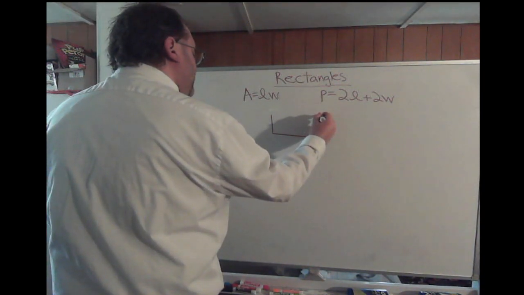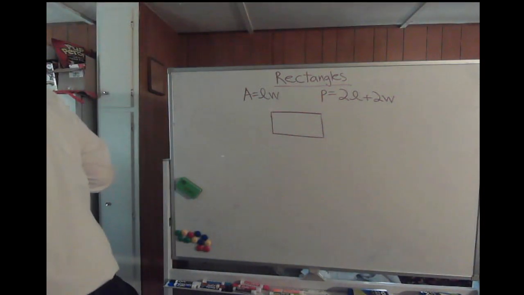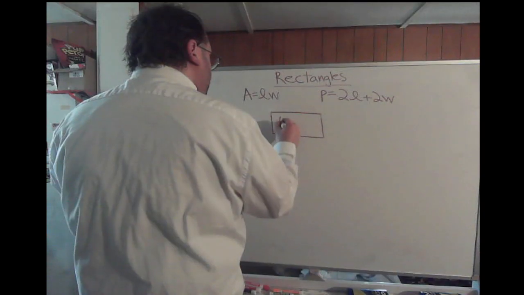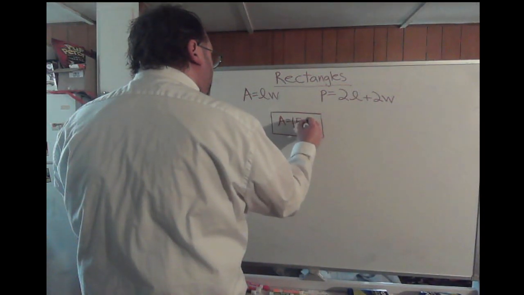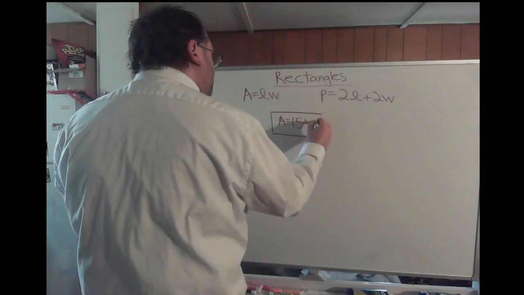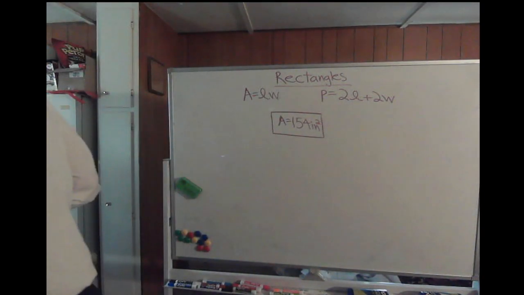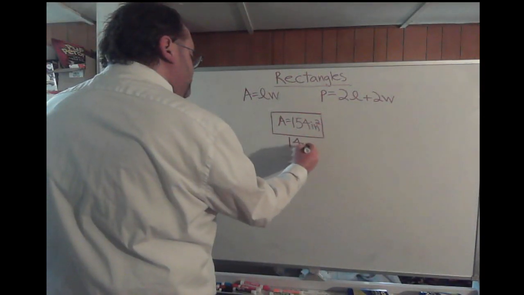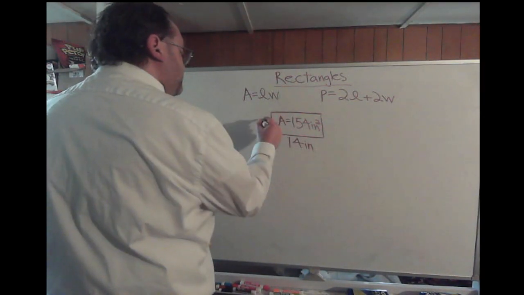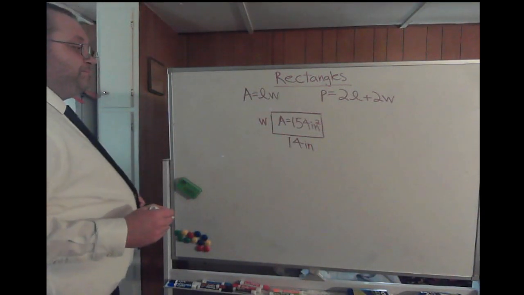Alright, we have a rectangle here. The area is equal to 154 inches squared. So we found the area, it's 154 inches squared. We got the length being 14 inches. What we don't know is the width. We do not know the width, okay?